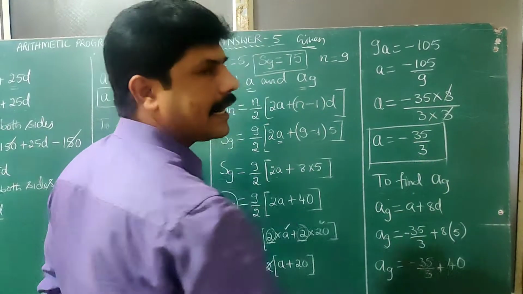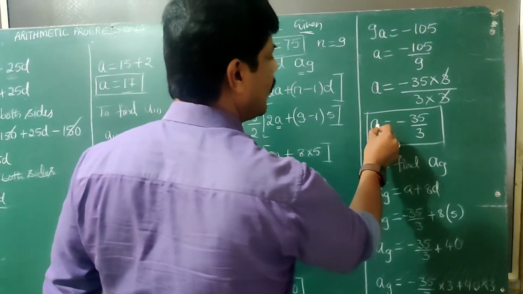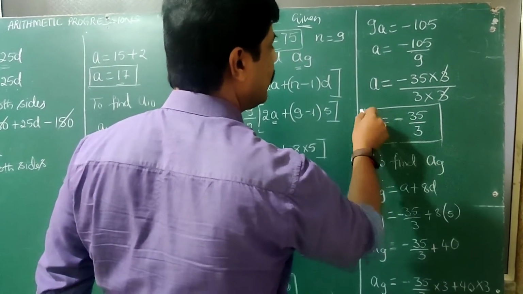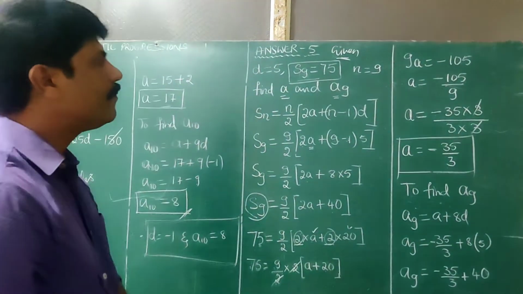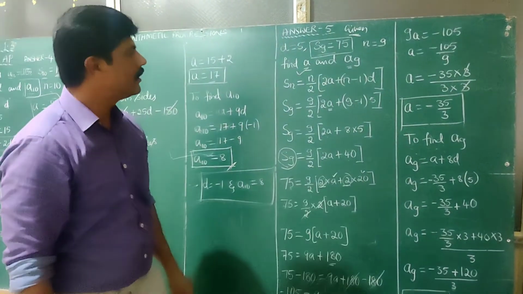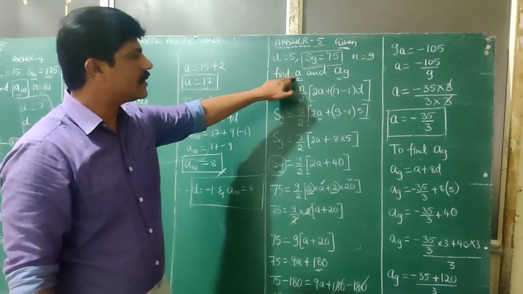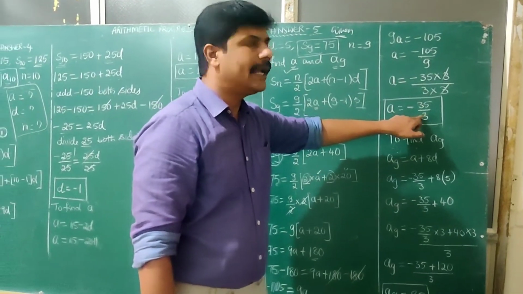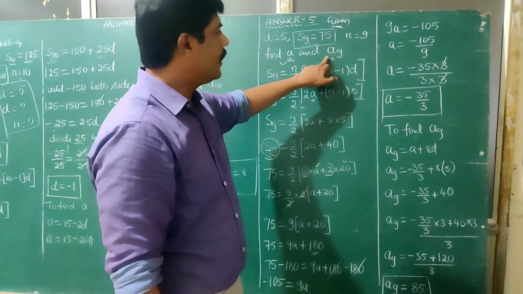So that 3 and 3 gets cancelled. What is remaining is A is equal to minus 35 by 3. So we got the A value, minus 35 by 3. We found first what is asked. Now next, what do we have to find?